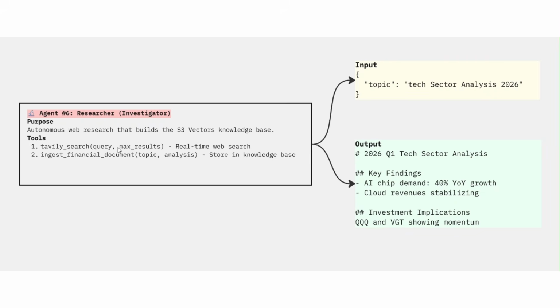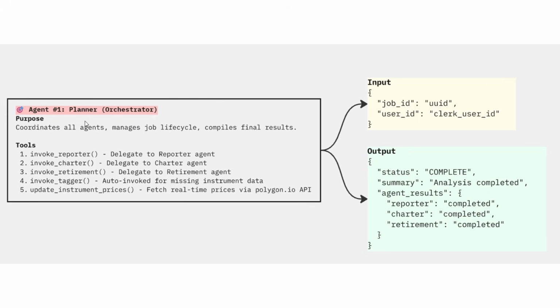The researcher agent performs web research to find the current market trends. It uses a browser tool, and it also triggers the ingestion pipeline to store the web research in the vector store as vector embeddings. And here you can see the input and output structure for this AI agent. Alright, here's the planner agent. It coordinates all the agents and manages the job lifecycle. It could trigger multiple AI agents in parallel, and it could also use the Polygon API to fetch the real-time prices for the stocks. And here's the input and output structure.